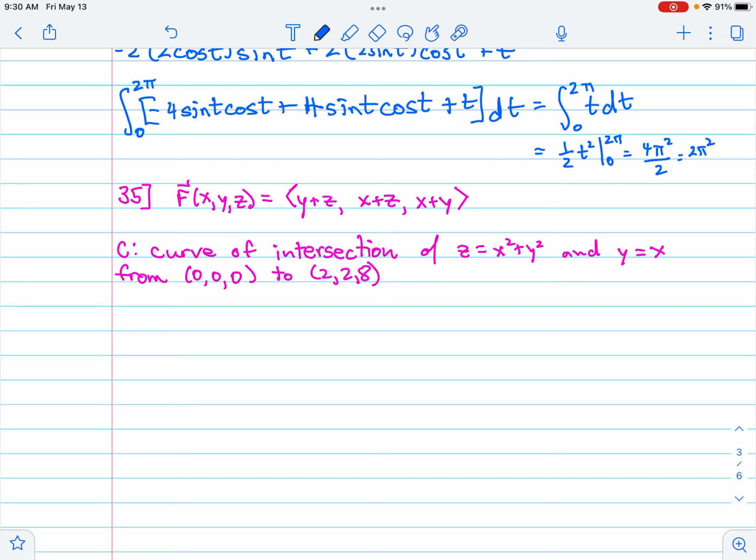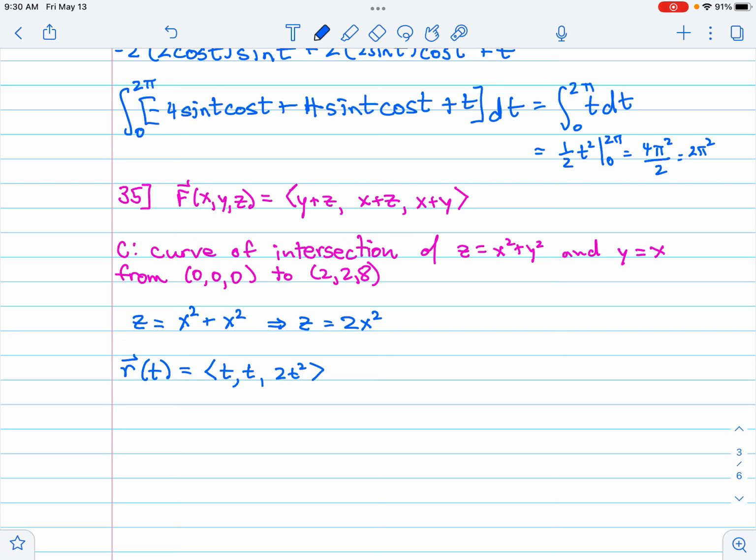So we need to find the point of intersection, or the curve of intersection. So let's just do this. Here I've got z is equal to x squared plus y squared. But you know, y is equal to x, so this is x squared plus x squared. So z is equal to 2x squared. So let's do r of t is equal to x, let's call that t. Y, it's the same thing, it's t. But then z is 2t squared.